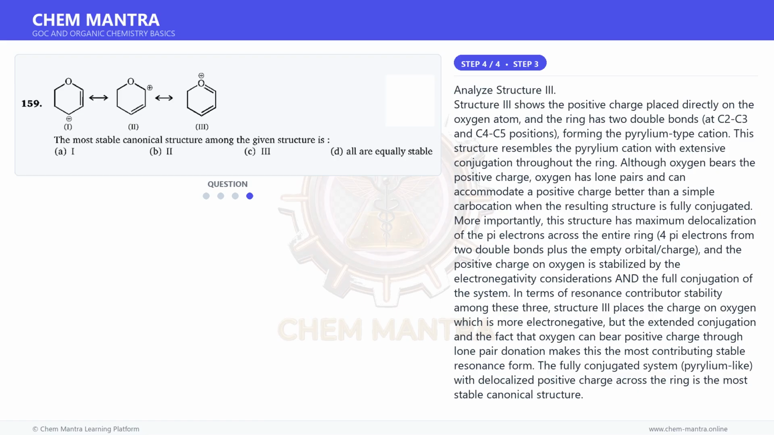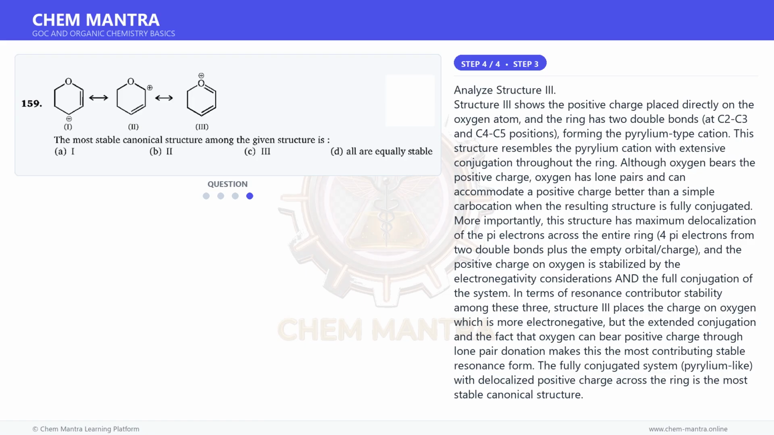Although oxygen bears the positive charge, oxygen has lone pairs and can accommodate a positive charge better than a simple carbocation when the resulting structure is fully conjugated. More importantly, this structure has maximum delocalization of the pi electrons across the entire ring, 4 pi electrons from two double bonds plus the empty orbital, and the positive charge on oxygen is stabilized by electronegativity considerations and the full conjugation of the system.